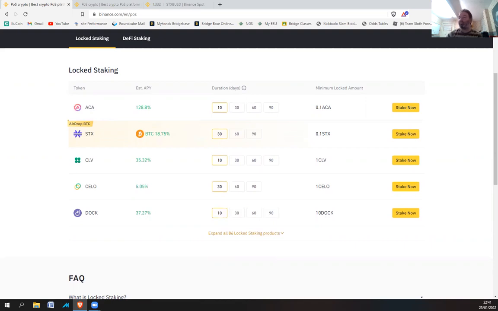rewards, and potentially earn an extra 10 Stacks if you're in the first 500.